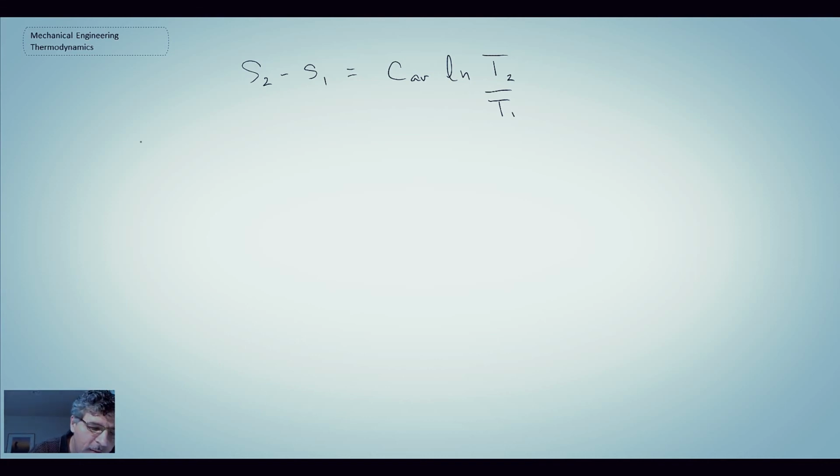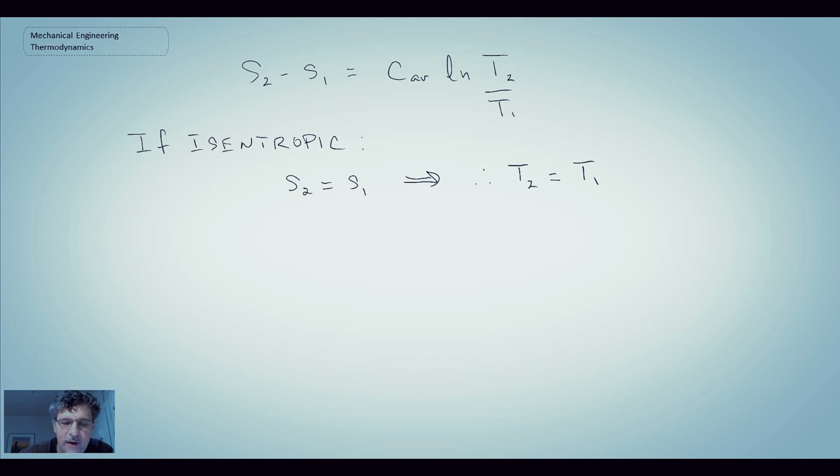A final comment about this is if we're dealing with an isentropic process, remember that's one where we said that there was no change in the entropy. If that is the case, then the left-hand side of that equation is 0. If it is 0, then that implies that T2 needs to be equal to T1. So that's just a comment that we can derive for an isentropic process involving either a liquid or a solid.